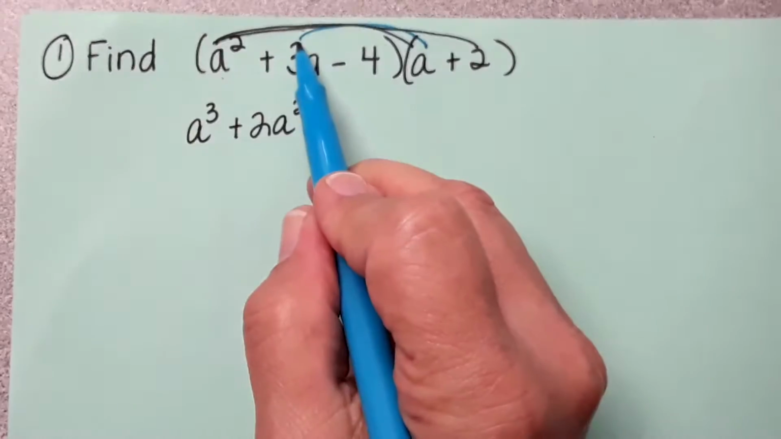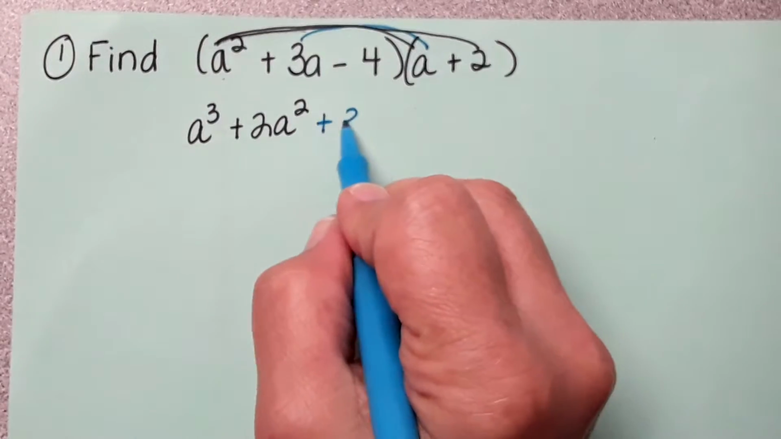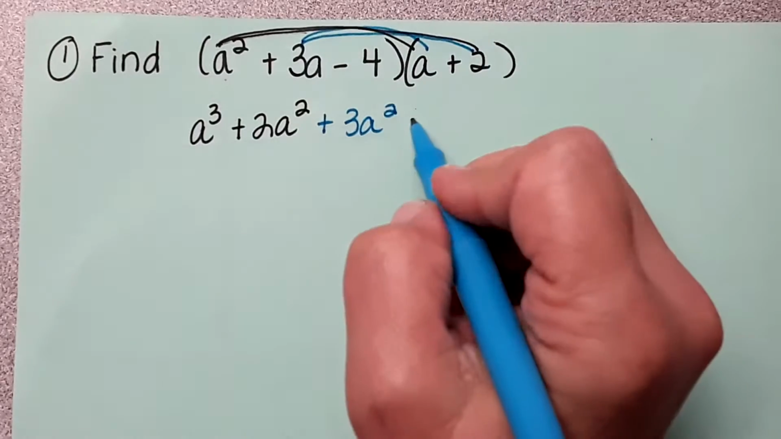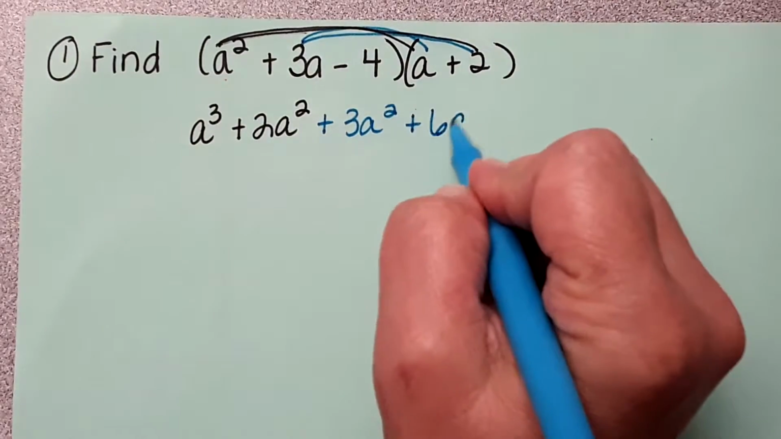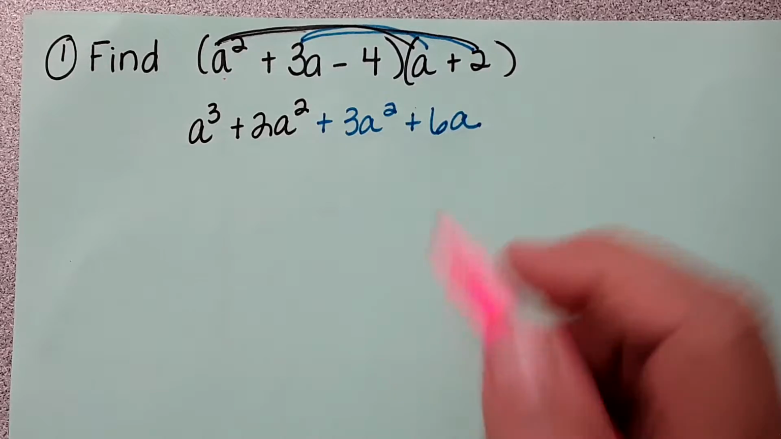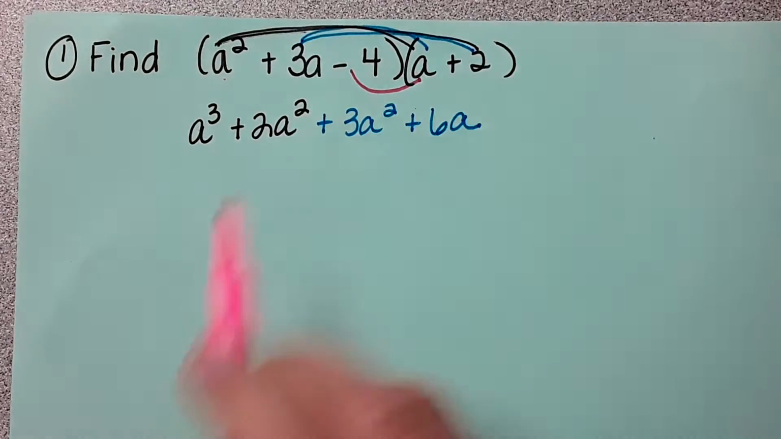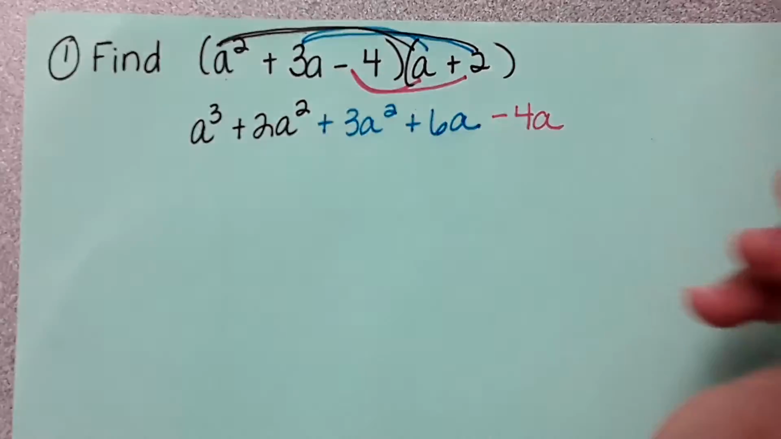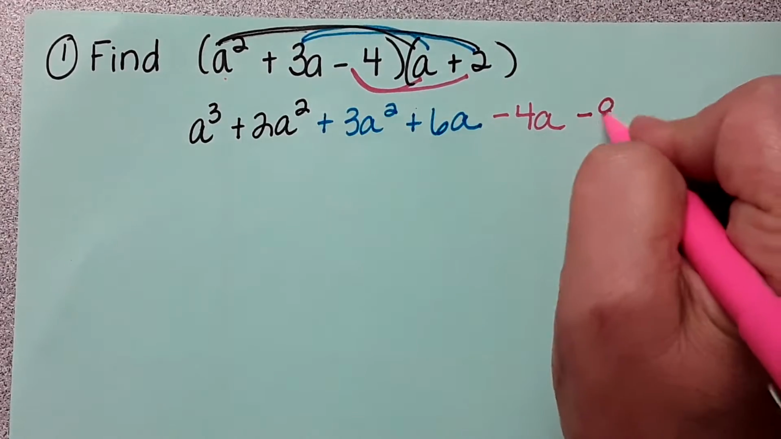3a times a is positive 3a squared. 3a times 2 is positive 6a. Negative 4 times a is negative 4a. And negative 4 times 2 is negative 8.